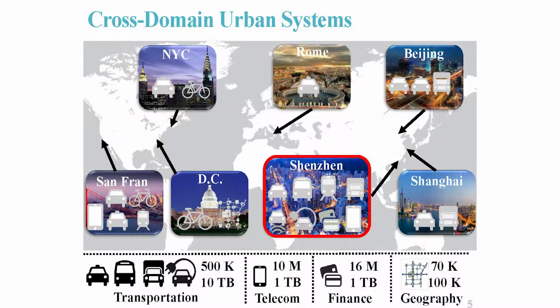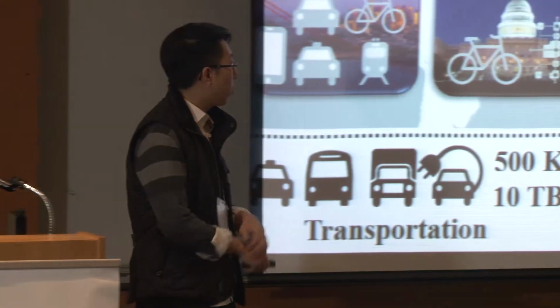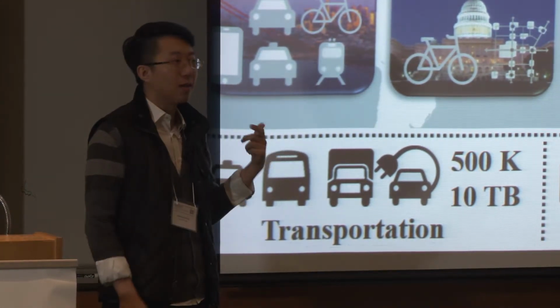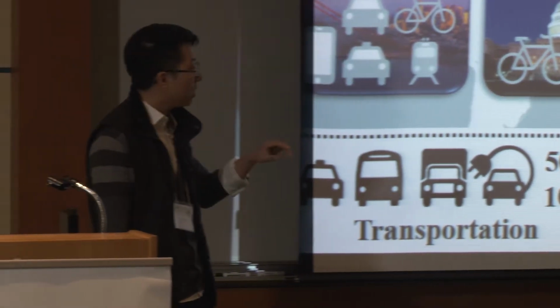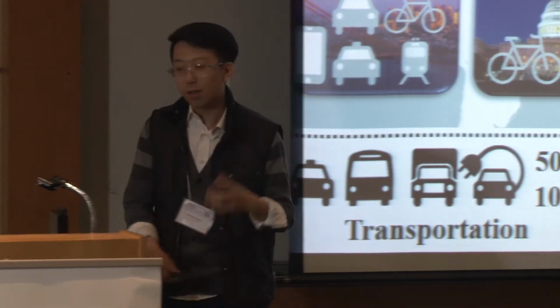I have been working on several types of data across different urban domains. For the transportation domain, we are working on vehicular GPS data. For the telecommunication domain, we're working on cell phone CDR data and Wi-Fi data. For the finance domain, we're working on smart card transaction data. And for the geography domain, we're working on the road network, including intersections, road segments, regions, and points of interest.